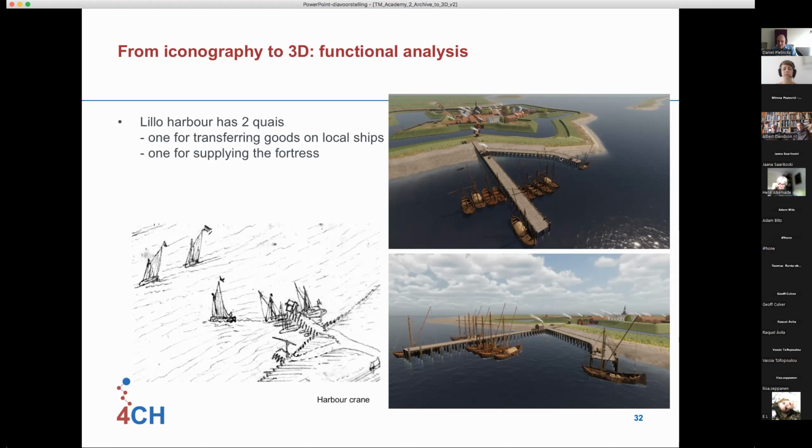But you have another quay, and that other quay is, in fact, for locally supplying the fortress. This fortress was really an isolated island of the Dutch country, of the Netherlands, in Flemish territory. And 1 kilometer around the fortress was considered to be Dutch, and all the rest around it was Flemish.